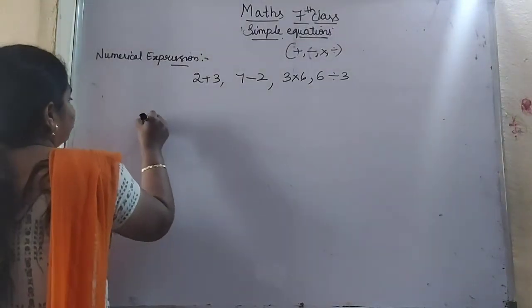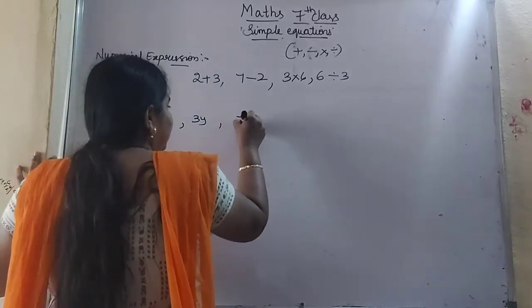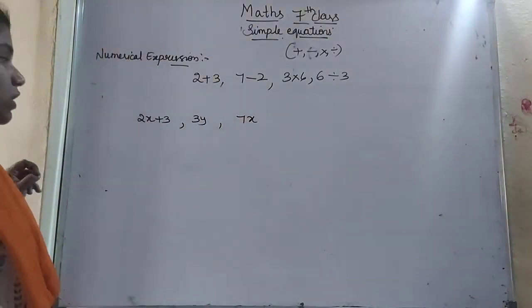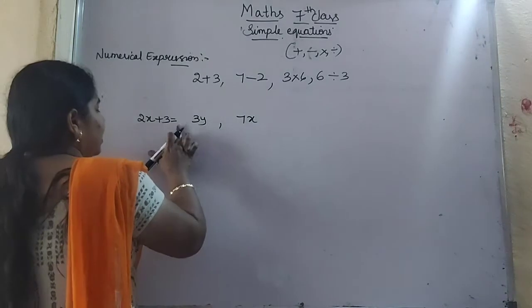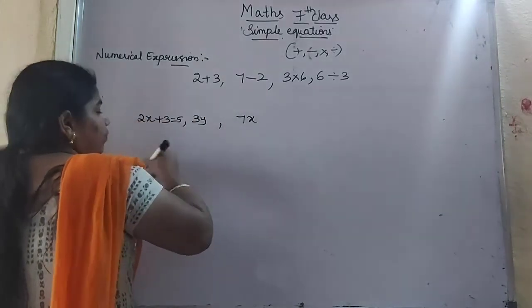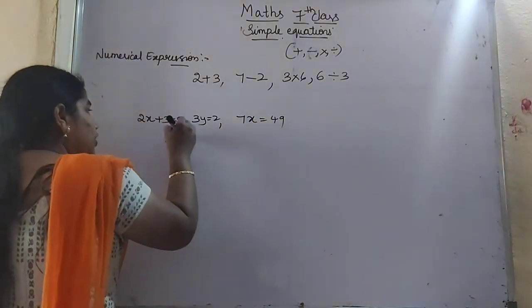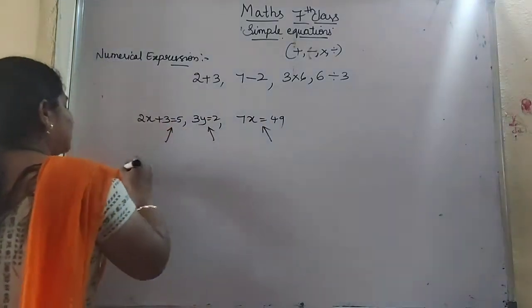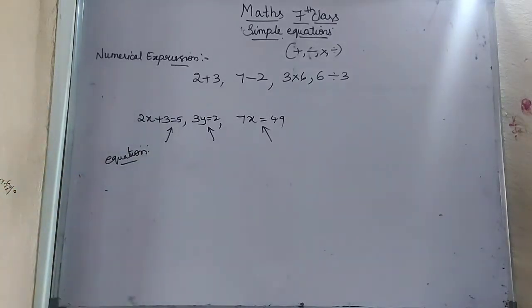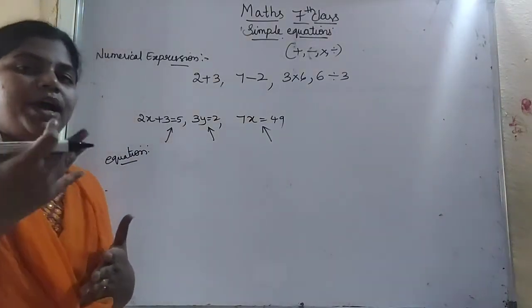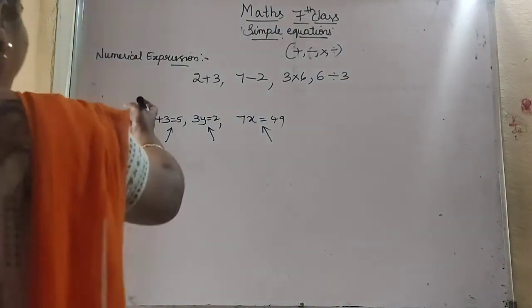2x plus 3 is an expression, 3y is an expression, 7x is also an algebraic expression. For these expressions, if you combine them with the equal to sign, that is, 2x plus 3 is equal to 5, 3y is equal to 2, 7x is equal to 49, you are seeing an equal to sign. So that becomes an equation. Equation means for an expression, if it is combined with an equal to sign, we will call it an equation. So these all are called equations.